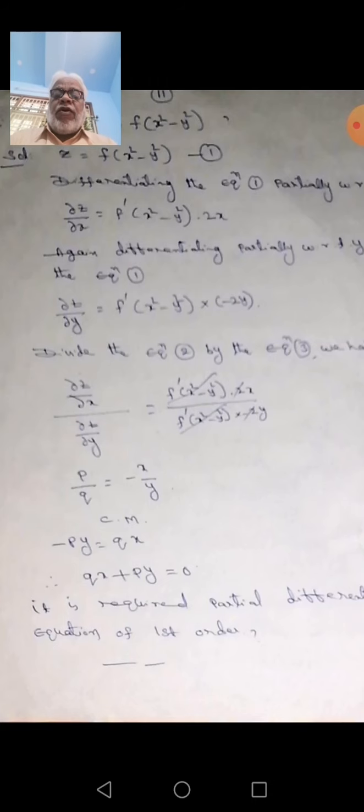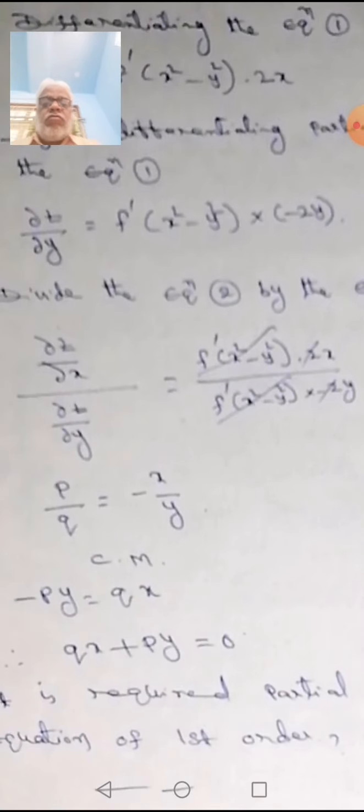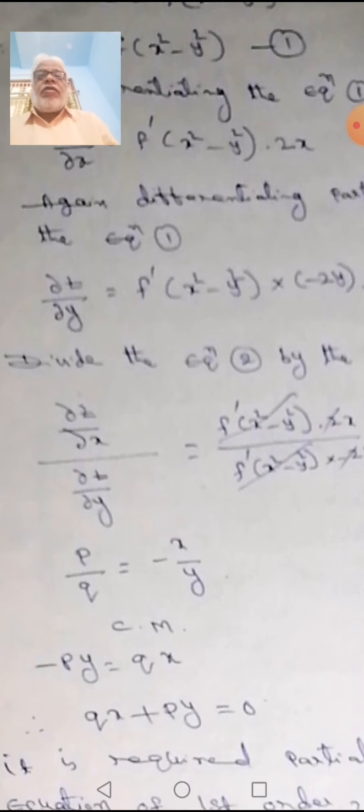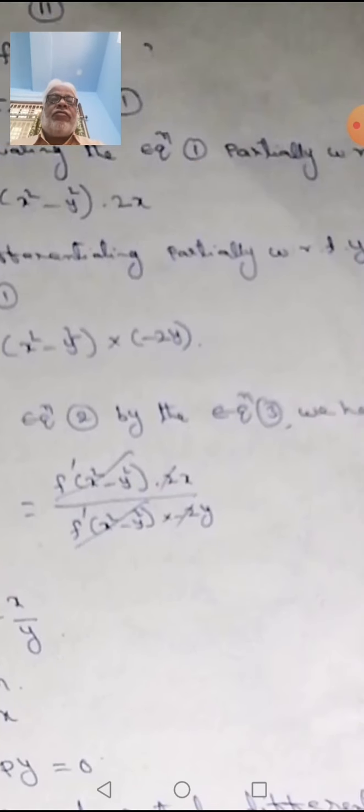The value of dou z by dou x is p, and the value of dou z by dou y is q, so p by q is equal to minus x by y. We can find by cross multiplication that minus py is equal to qx, and qx plus py is equal to 0. Finally we got the partial differential equation from the algebraic equation. So these are the methods for converting an algebraic equation into partial differential equations.